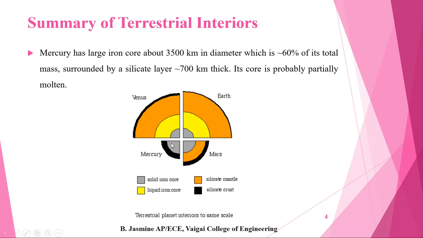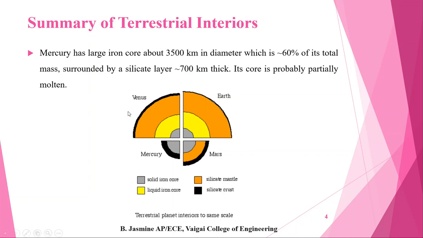Mercury has a small solid core and no liquid iron core, and Mars has a silicate mantle, solid iron core, and then silicate crust. The Earth has all three details: first a solid iron core, then a liquid iron core, and then a silicate mantle. Finally, Earth has a silicate crust.